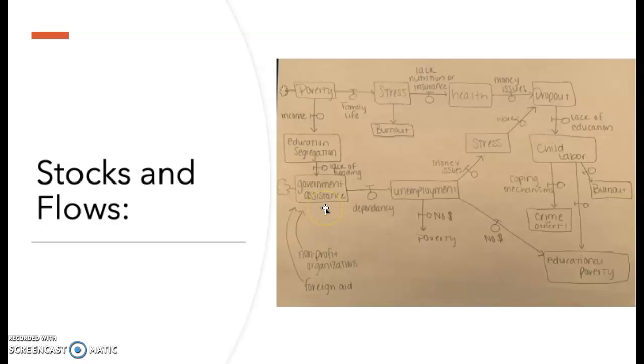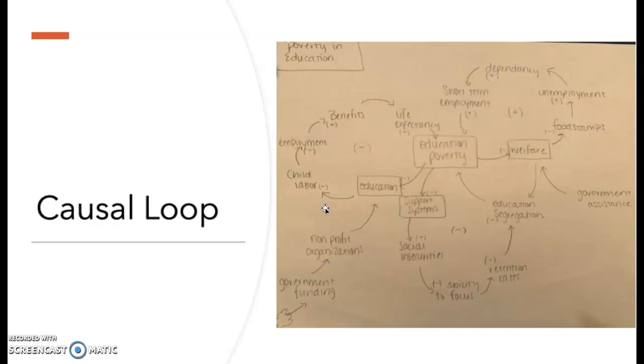And then I also did a causal loop diagram just because, in my eyes, it's easier to visualize. If we start in the middle with educational poverty, I did 3 different loops. If we start with that left loop that goes from educational poverty to education, that's going to be one of our long-term solutions that we can look at.